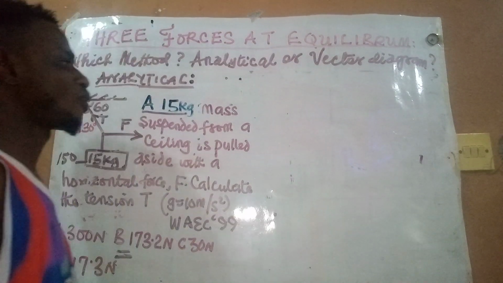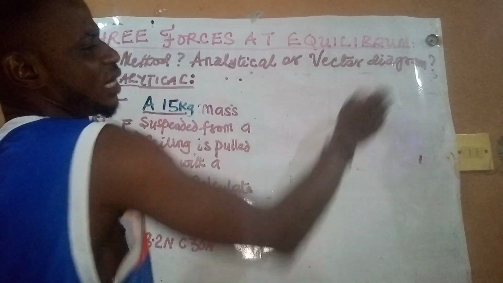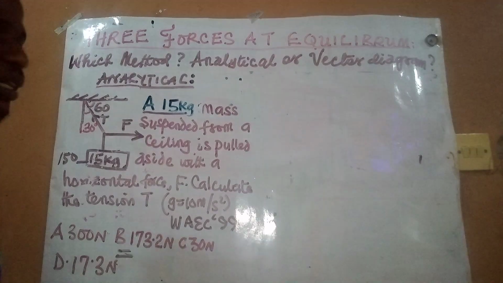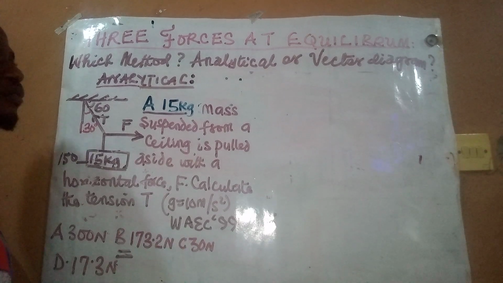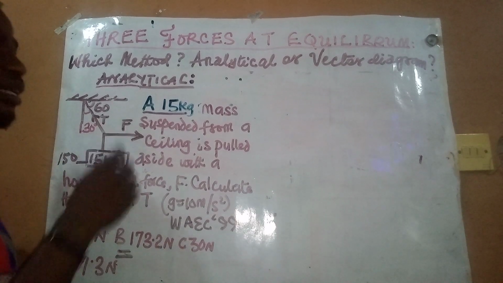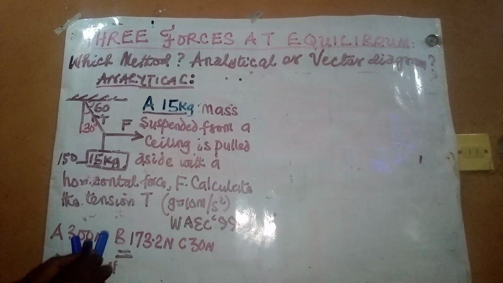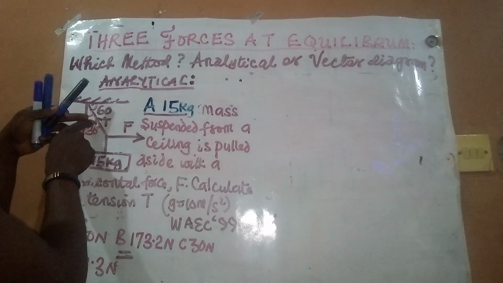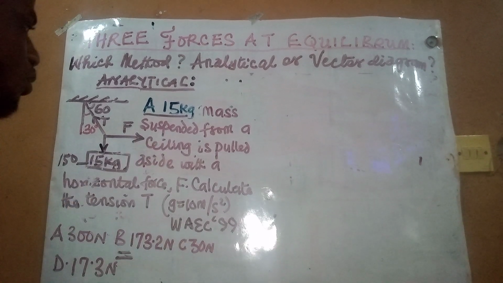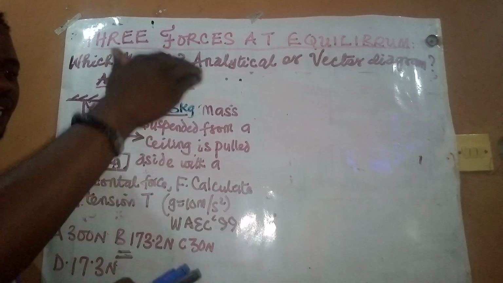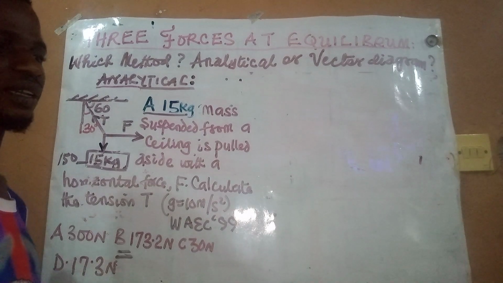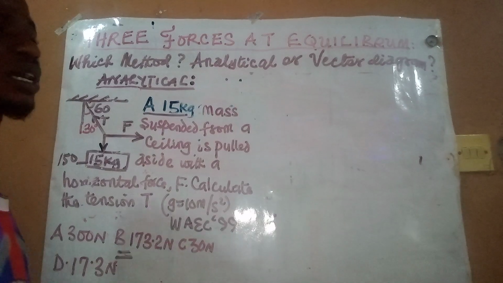Alright, we are going to be solving the same question using the vector diagram method. Let's see what comes up. Now, in solving forces using the vector diagram method, you should be able to master your parallel lines. There are three forces here: this, this, and this. We find a way of having a triangle with the forces being the sides of the triangle taken in order, just like it is said in the triangle law of forces.